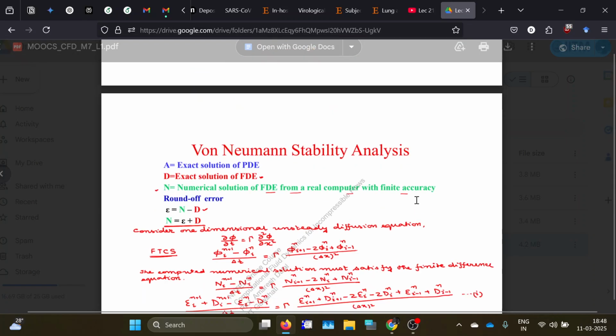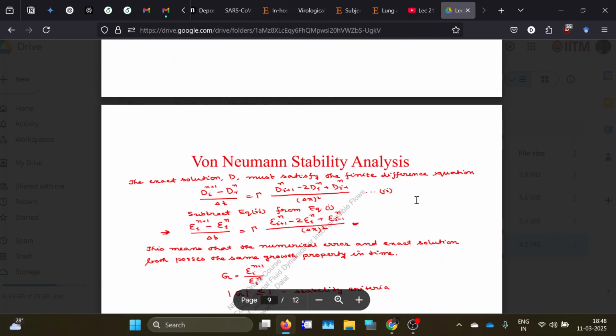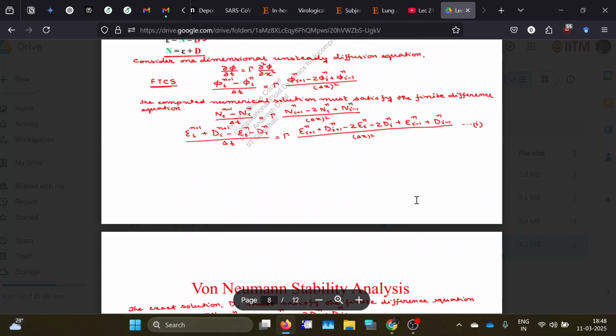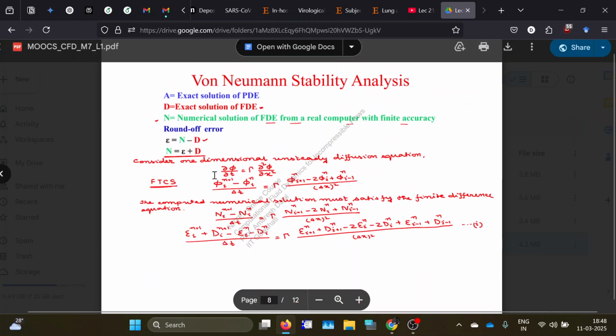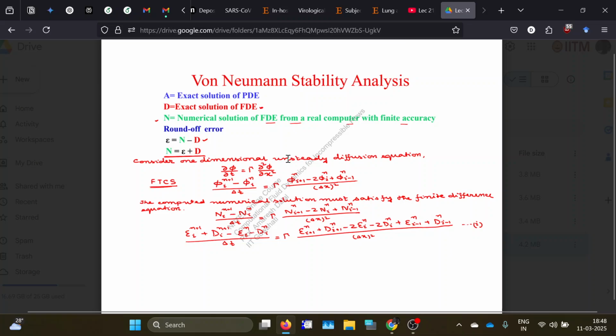Yeah. So let's take a look at this. The first example that Sir showed is my unsteady diffusion equation.